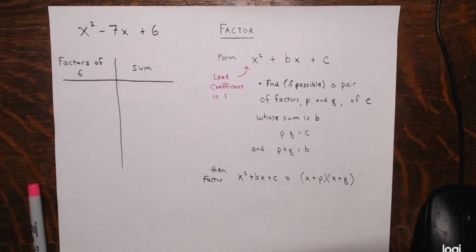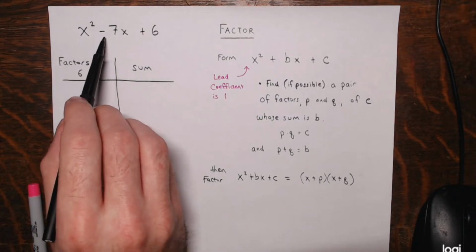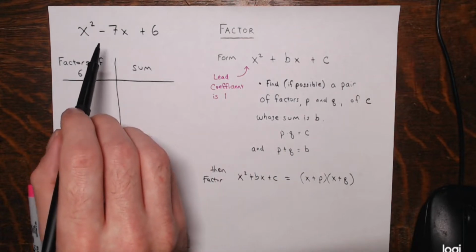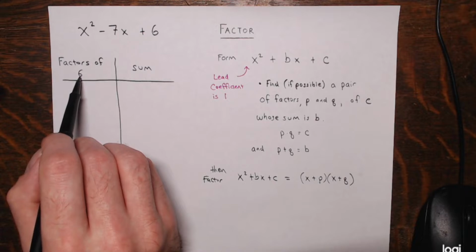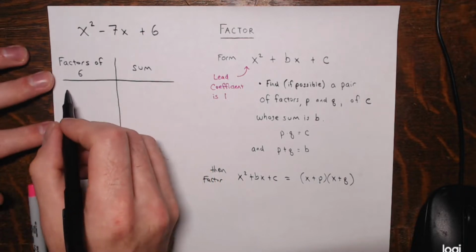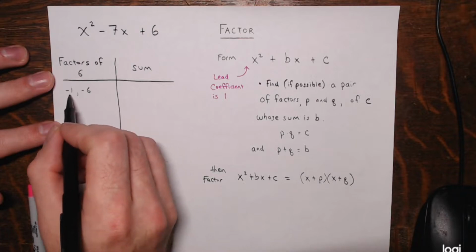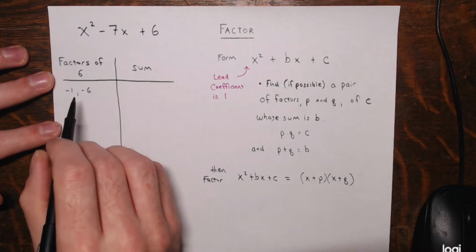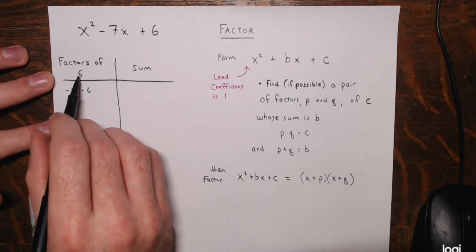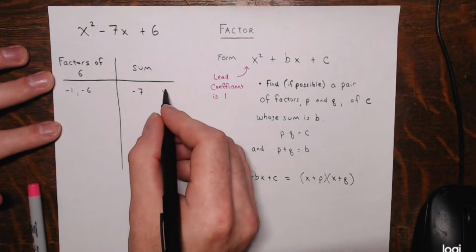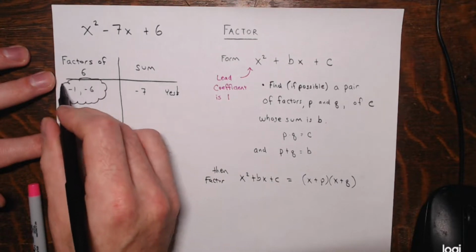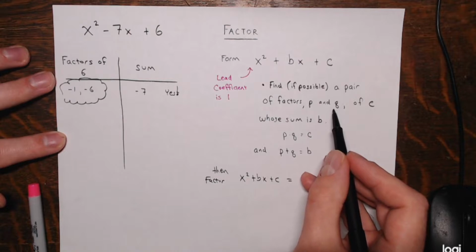Now I would like the sum of this pair of factors of 6 to be negative 7. Right? The b here is negative 7. So two numbers that multiply to be positive 6 but add up to be negative 7. Well, how about negative 1 and negative 6, right? They have to both be negative, right, to make a product that's positive and a sum that's negative. So negative 1 times negative 6, that's positive 6, and their sum is negative 7. So yes, this is the pair of factors that I want. This negative 1 and negative 6 are the p and q that was discussed over here.